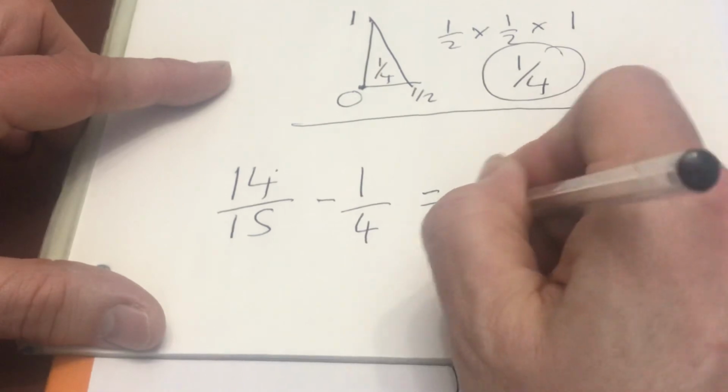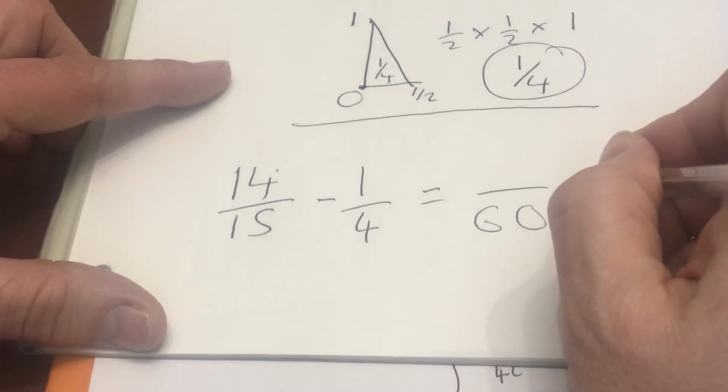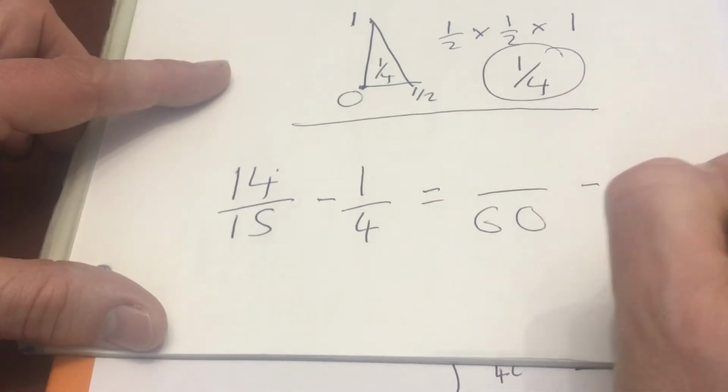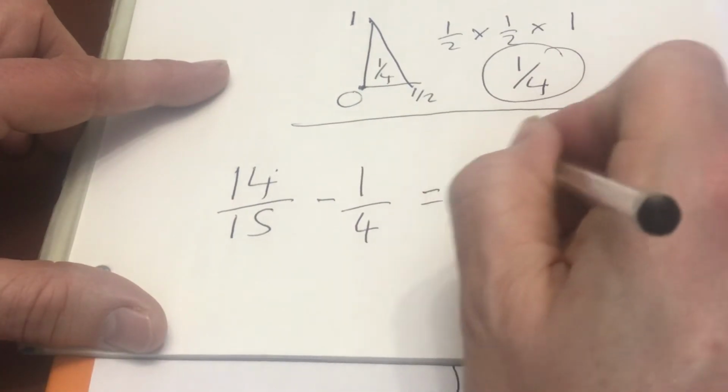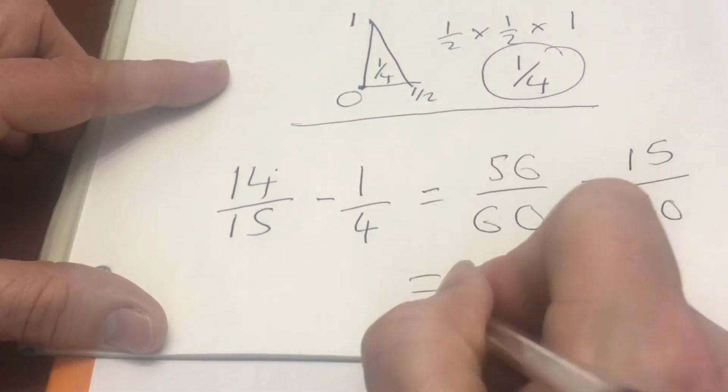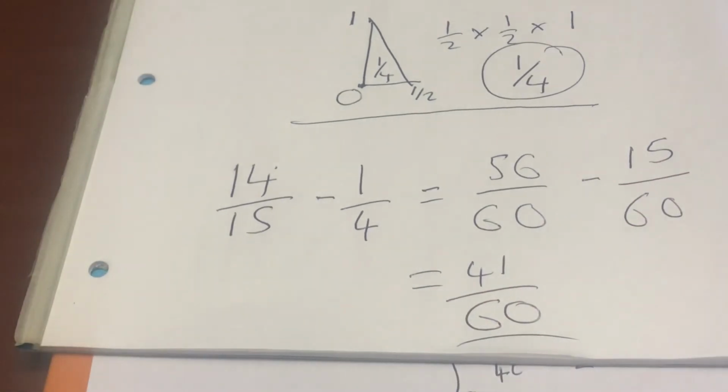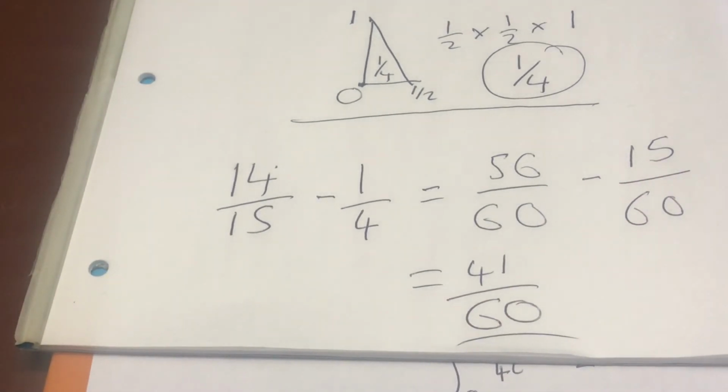Okay, well, let's make it into 60ths, shall we? 56 over 60 minus 15 over 60. So 41 over 60 is the area. Lot going on there, quite a tricky question.